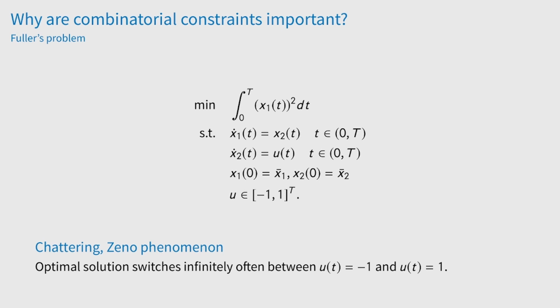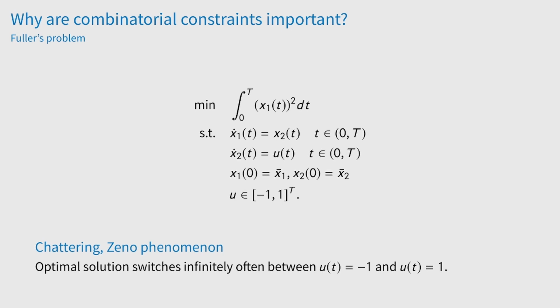If you look at this very classical example by Fuller, which is a classical optimal control problem, not even a mixed integer optimal control problem, if you solve this, what you will see is that you get a solution that is mixed integer, so u will always be plus or minus 1. You find optimal solutions with that property. But the solution switches infinitely often between plus and minus 1. This is something that you cannot have in practice, which is why it's called chattering control, where you have to switch on and off infinitely often in finite time.